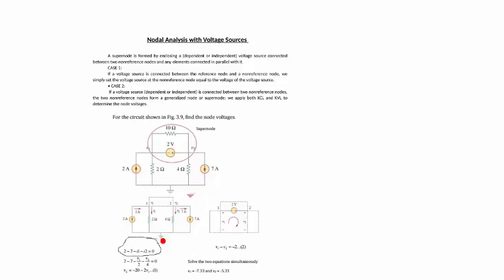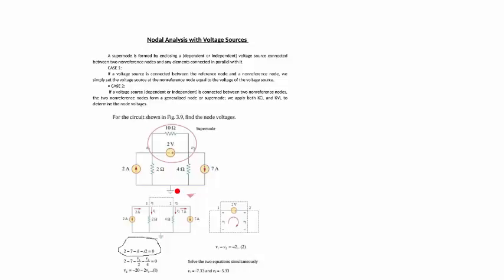Note that the normal formula to find current is still the same. We will still use the same formula. For I1, it will still be V1 minus 0 upon 2. For I2, it will still be V2 minus 0 upon 4.